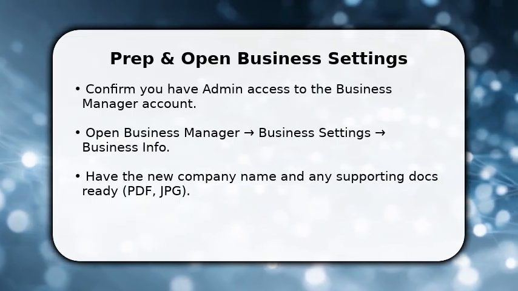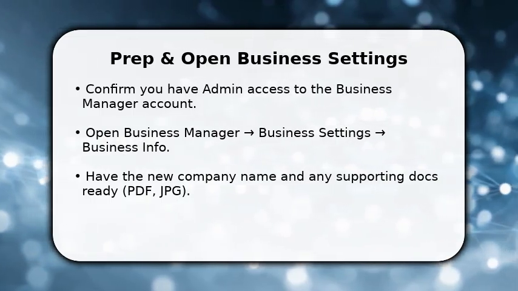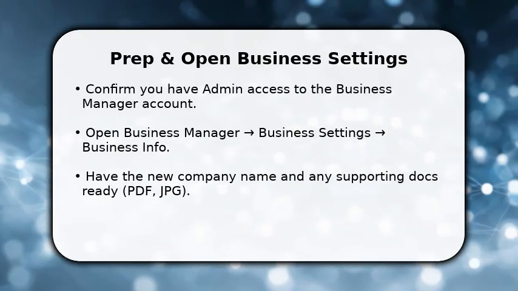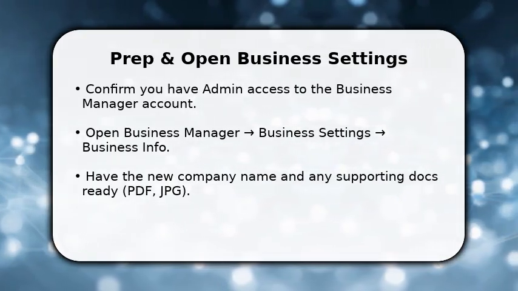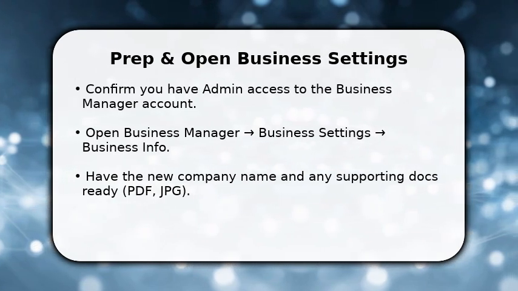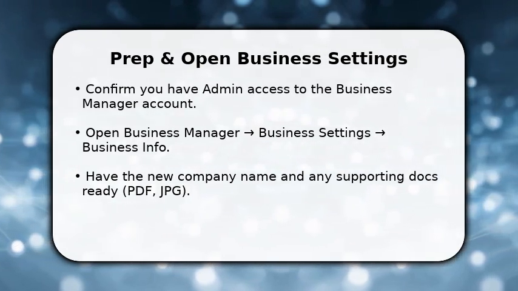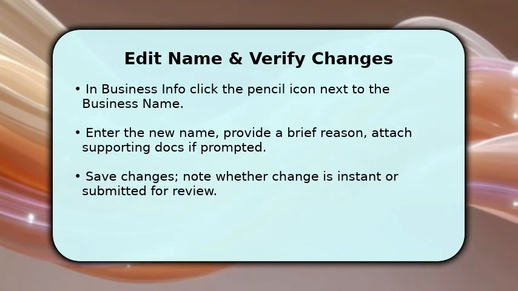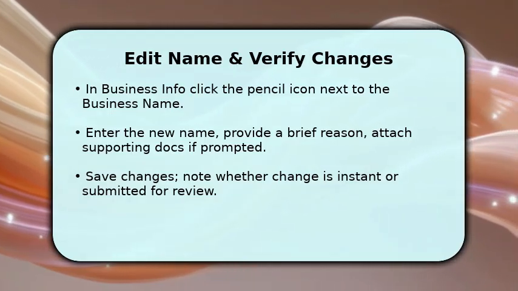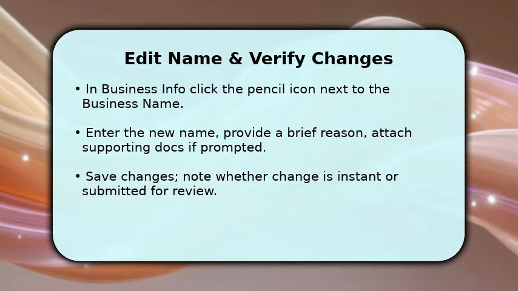You'll avoid interruptions by preparing file types and a concise reason for the change. Now proceed to the name field and be ready to enter the new name precisely as you intend it to appear. You'll click the pencil icon beside the business name and type the new name exactly. Once entered, provide a short, clear reason for the change so reviewers understand the context.